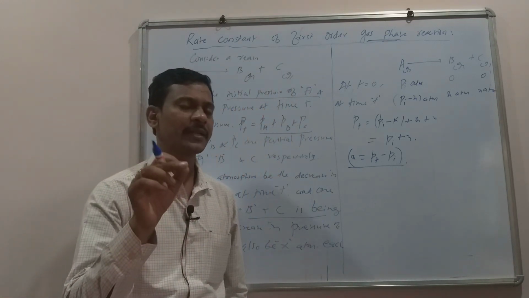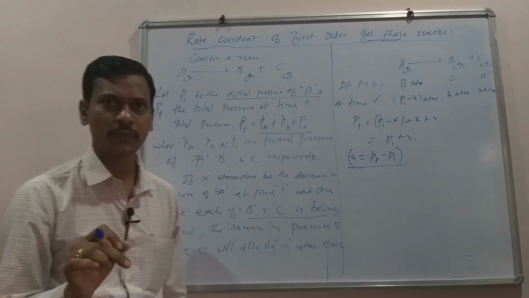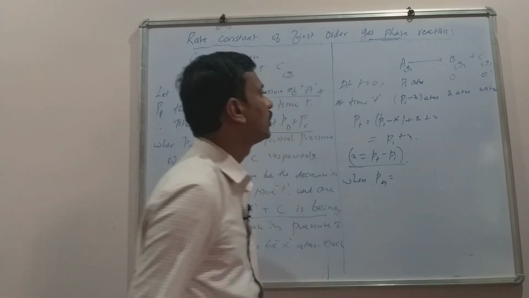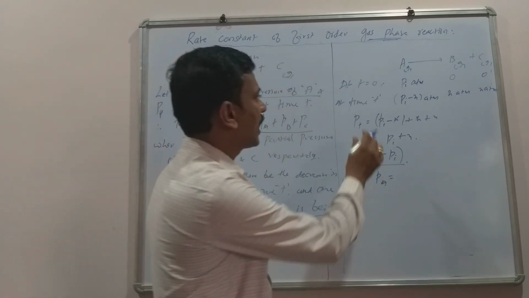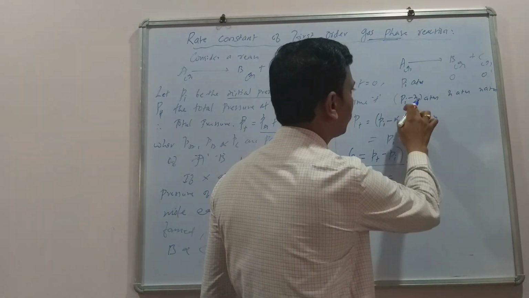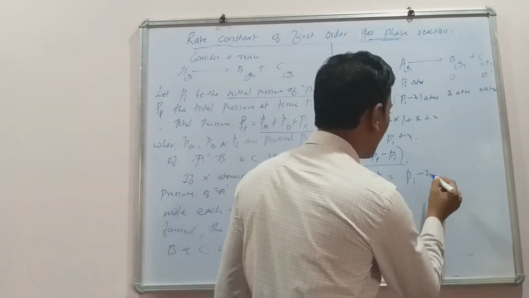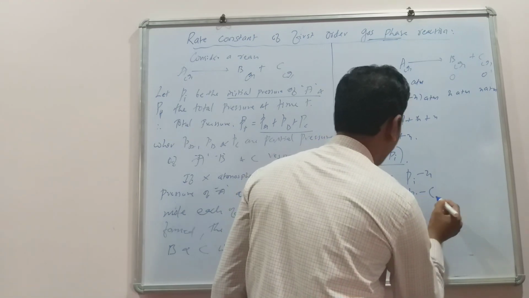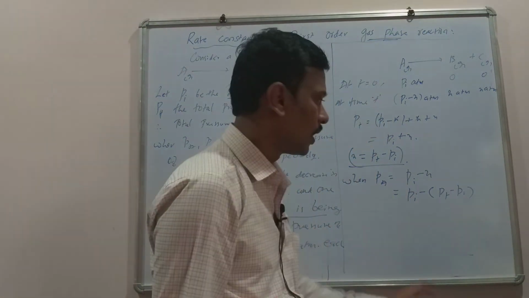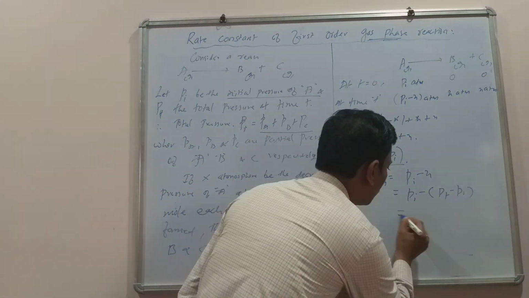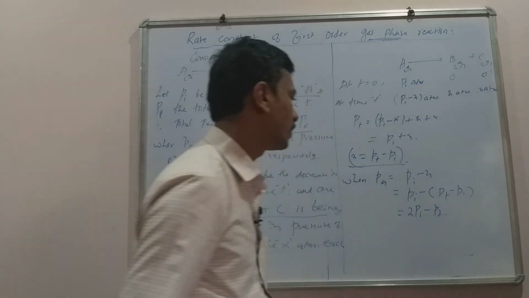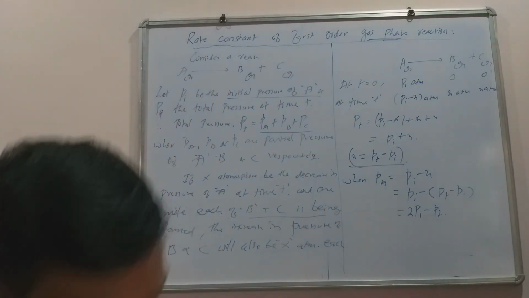Okay, now next thing. And Pa is equal to, now tell me what is Pa? At time t, Pa is equal to Pi minus X. Is it right now? Pi minus X. Then what is the value of X? Pi minus of Pt minus Pi. Minus into minus is plus, therefore Pa is equal to 2Pi minus Pt. 2Pi minus Pt.